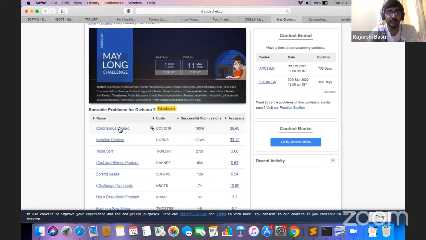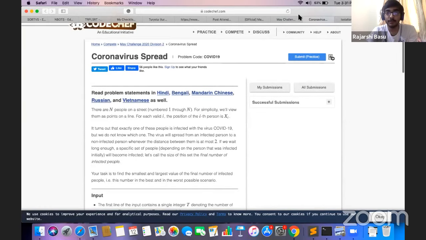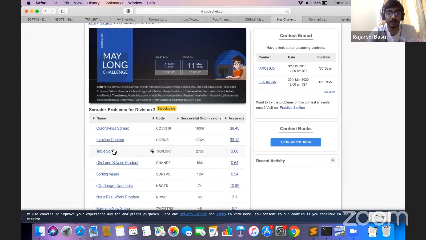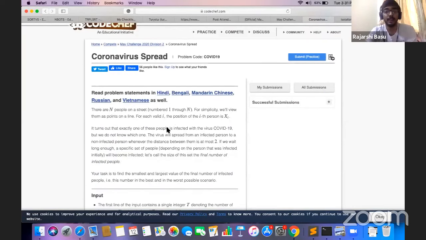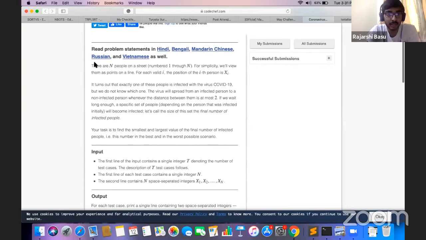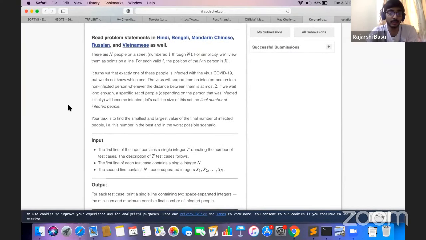So let's get started. The first problem. Okay, so the first 2 problems are quite simple. The rest 3 are quite difficult, unlike last long challenge, I think. Anyway, I hope everyone has read all the problems, right?